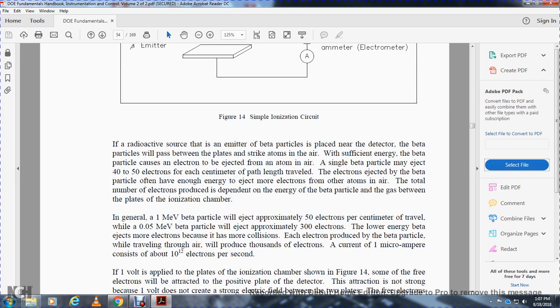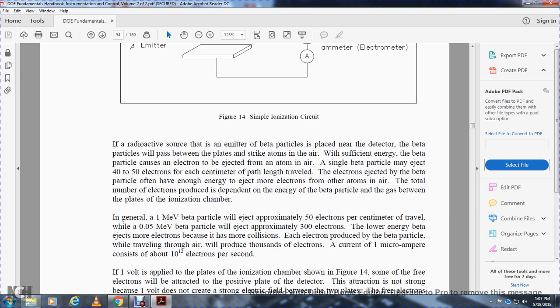the air. A single beta particle may eject 40 to 50 electrons over the length of its travel. The beta particle often has enough energy to eject more electrons within the air. The total number of electrons produced depends on the energy of the beta particle and the gas between the plates of the ionization chamber.